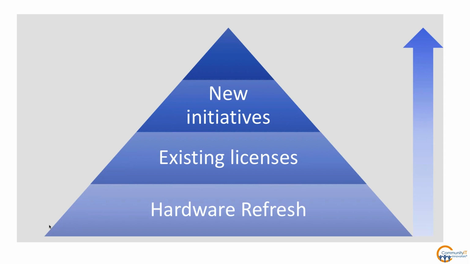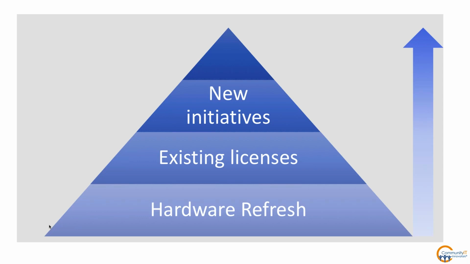So I would prioritize replacing the workstations, getting rid of those old servers, and really focusing on making sure that your hardware is in good shape. And that's another reason why the 5-year plan can be really helpful. The second priority would be the existing licenses. Those, you've got to maintain in order to continue to function as an organization. And then finally, any new initiatives that you're adding.